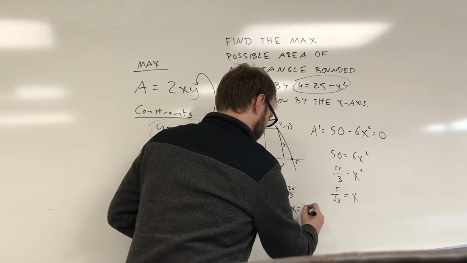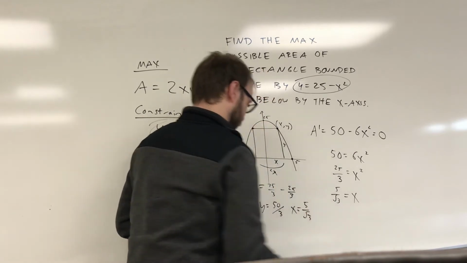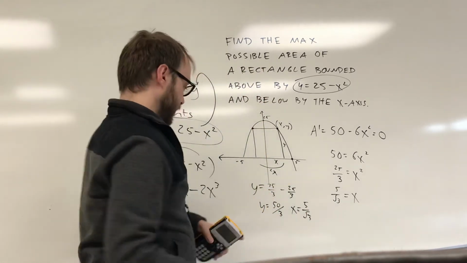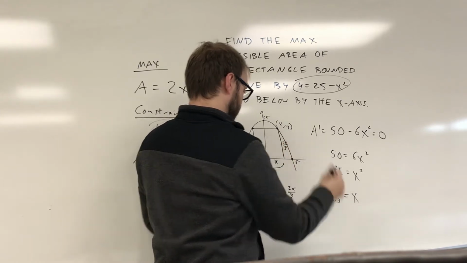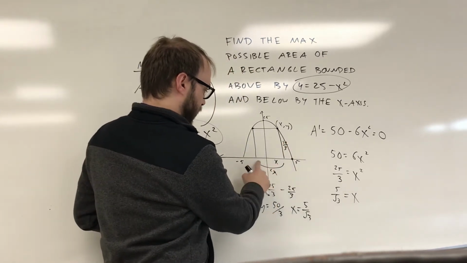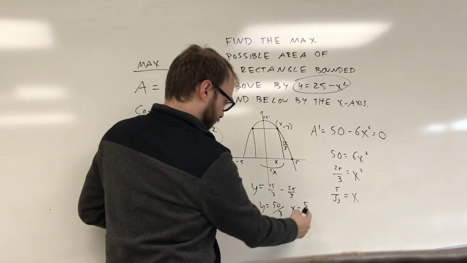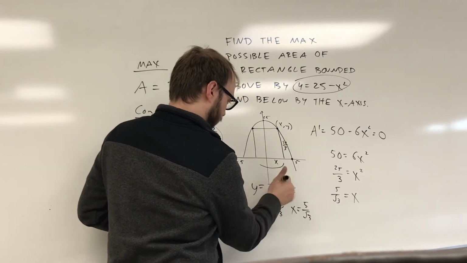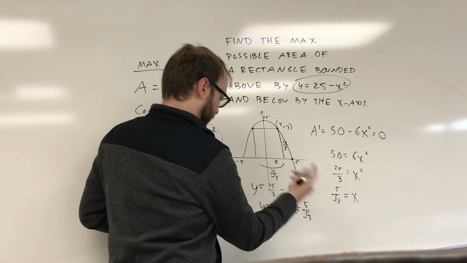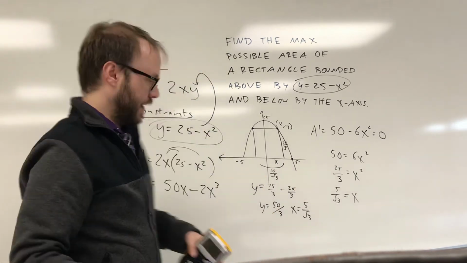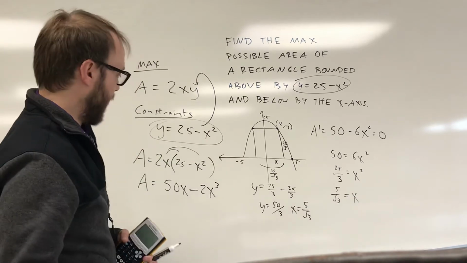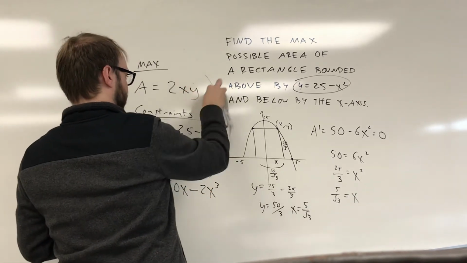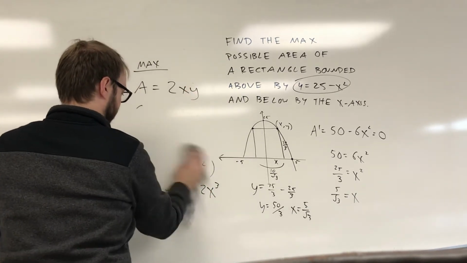X is equal to 5 over radical 3. And now you can fill that in, you can find your dimensions. So the height would be 50 thirds. The base would actually be 2x, so the base would be double this, which would be 10 over radical 3. And then they want you to find the final area. Of course now we know what x is, we know what y is, and you can substitute those back in.